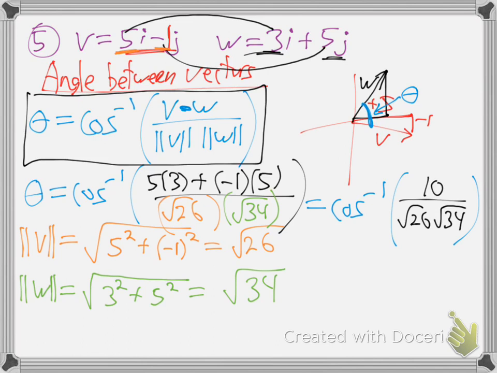Cosine inverse 10 divided by square root of 26. Make sure you can get that. That is a little tricky to get in the calculator. I'm getting 70.35 degrees. I don't know how far they want me to round it.